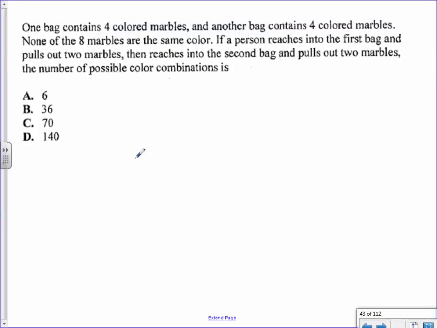Is this the marbles one next? Okay, here's a particularly challenging one. Sometimes it helps to draw out the scenario. You've got one bag that has 4 different colored marbles. So here's a bag, and the marbles are going to be yellow, blue, green, and red, I guess.